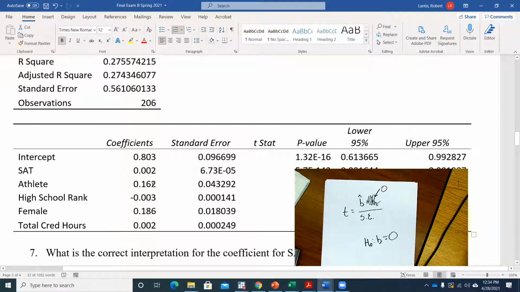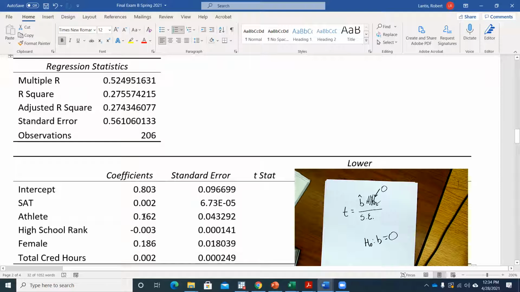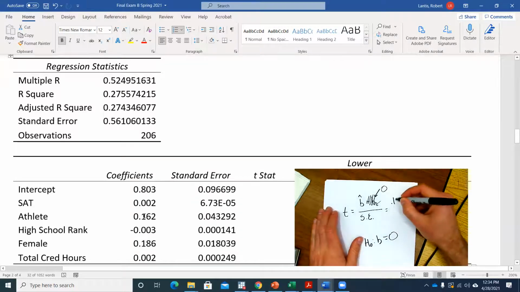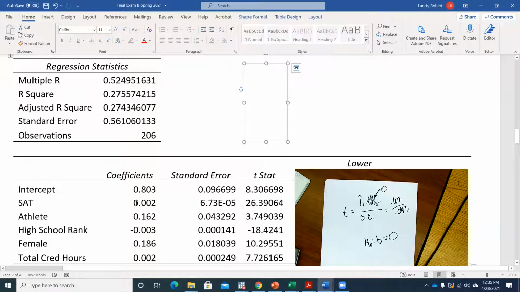All right, so for the athlete coefficient, I better double check. Yep, the athlete coefficient. All I would do is 0.162 divided by 0.043. Just take the coefficient, divide by the standard error, and you'll get your test statistic. Notice 0.16 divided by 0.04 is almost 4, and 0.18 divided by 0.018 is almost 10. So it's just the coefficient divided by the standard error that gives you your test statistic for your different slope coefficients. You could do that for any of these.